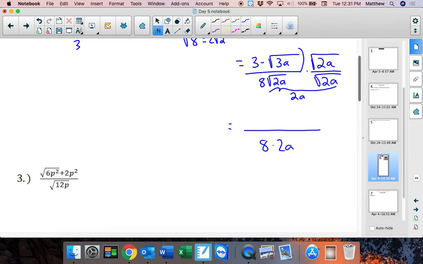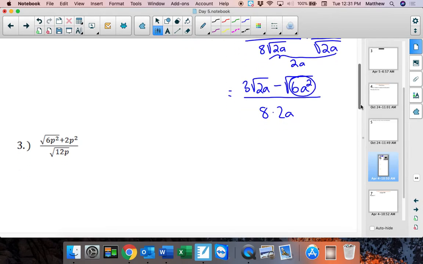My new numerator, let's go back up here and distribute. I have 3 root 2a minus root 6a squared. Because my inside 3a times my inside 2a gives me inside 6a squared. So let's simplify a little bit here. I have 3 root 2a minus this 6a. Well, an a can come out, but that 6 has to stay in. All over 16a.